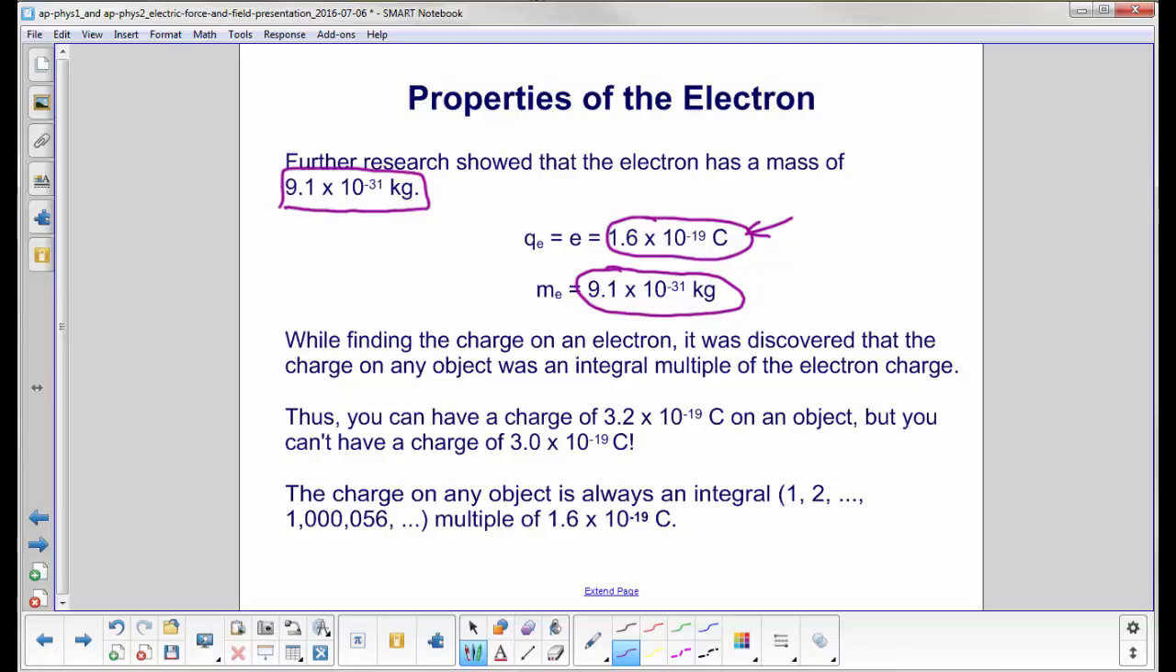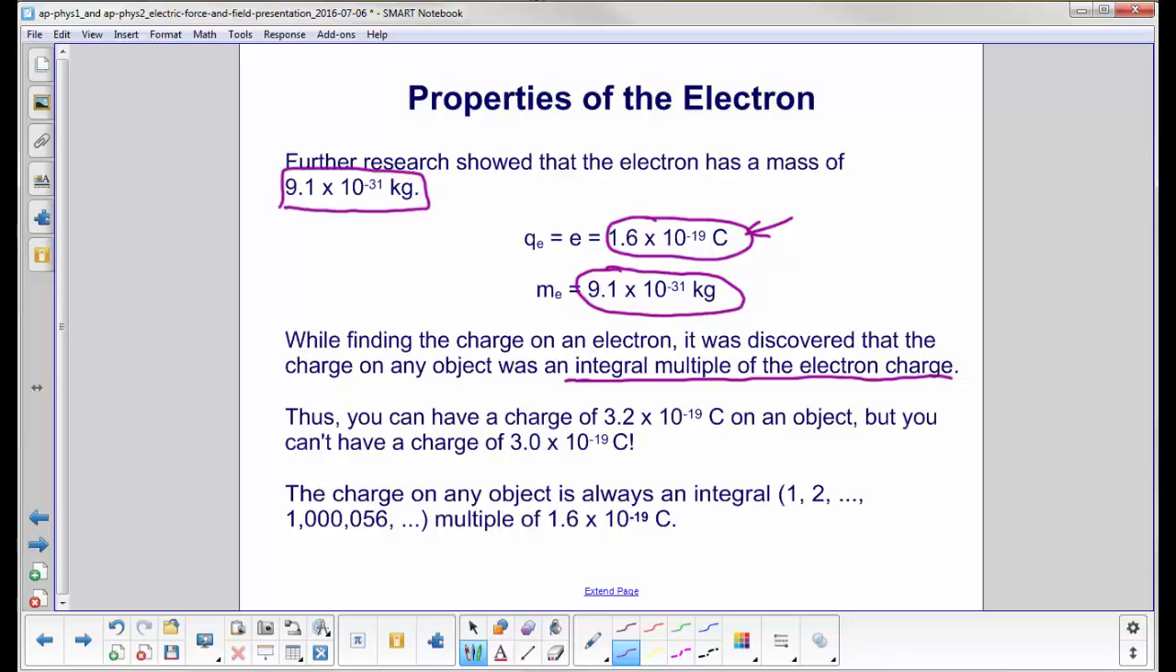So when finding the charge on an electron, it was discovered that the charge on any object was an integral multiple of the electron charge, just like we said on the previous slide. But this is an important point, so we're going to say it twice. So you can have a charge of 3.2 times 10 to the minus 19th coulombs on an object. That would mean you have 2 electrons. But you can't have a charge of 3.0 times 10 to the minus 19th.